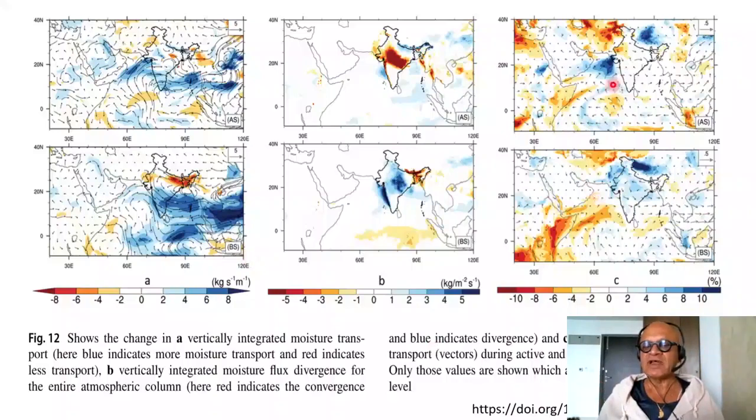And C is the low level relative humidity and transport in vectors during active and break spells at 850 hectopascal. So basically this is showing somewhat an indication of the dynamic and thermodynamic changes, so circulation and water vapor transport, moist dynamics changes. So during the active period in the latter 2 decades, there is enhanced transport into the core monsoon zone where the active and break periods are typically computed, as we have seen before.